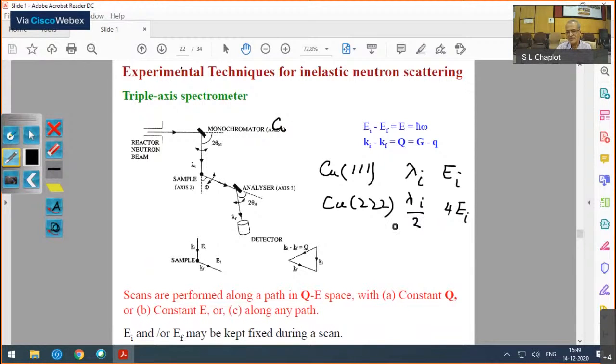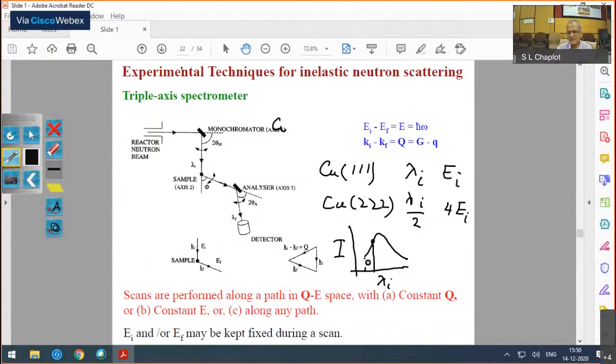Now, this situation may be helped if, let's say, the neutron spectrum in the reactor is a Maxwellian spectrum. So, if I take the spectrum of neutrons coming from the reactor, this follows a Maxwellian spectrum. And in the Maxwellian spectrum, normally I would have chosen a wavelength which is somewhere around here. Okay, that is my lambda I. So lambda I by 2 will be here.